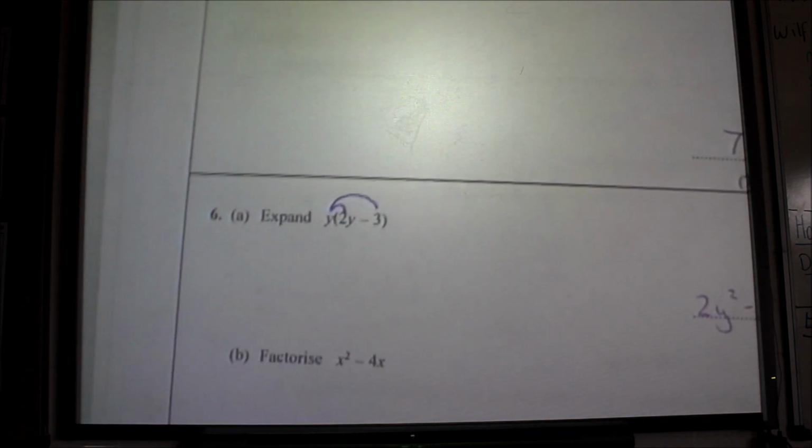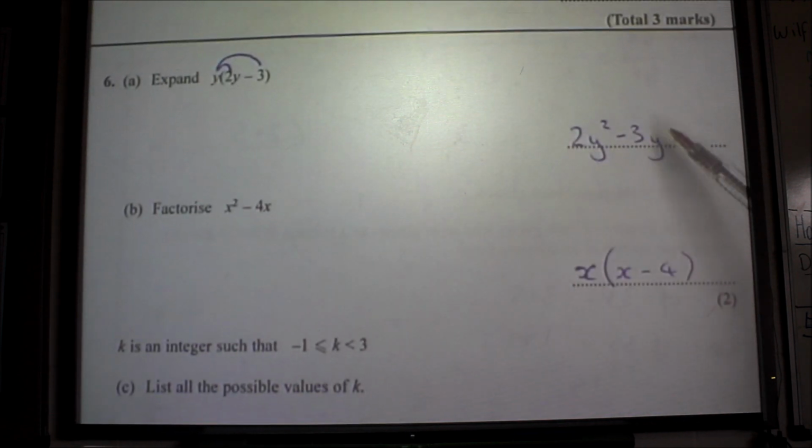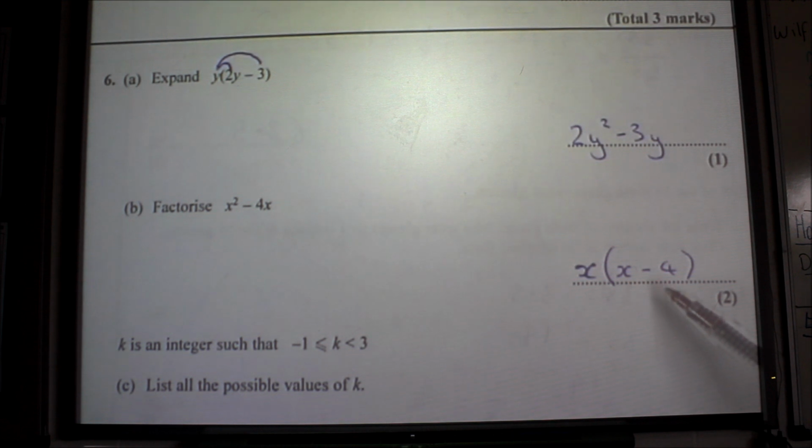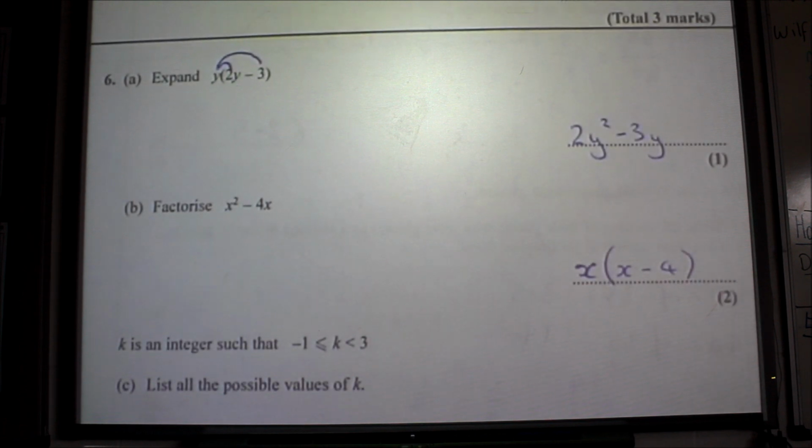Question 6. Expand those brackets. 2y squared take 3y. I think you should be okay with that. Factorise means put into brackets, so what's the common factor? Common factor is x, so you can sort that one out.